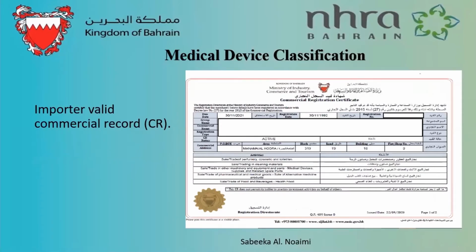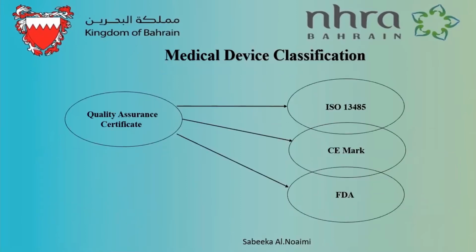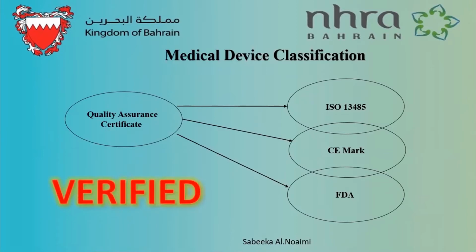First, you have to check the expiry date, and the certificate should be active. If there is any relationship letter between the legal manufacturer and the physical manufacturer, you have to provide it, to avoid rejection of the application. The Quality Assurance Certificate, ISO 13485 or CE mark, should be verified, and you know how to verify the certificate.